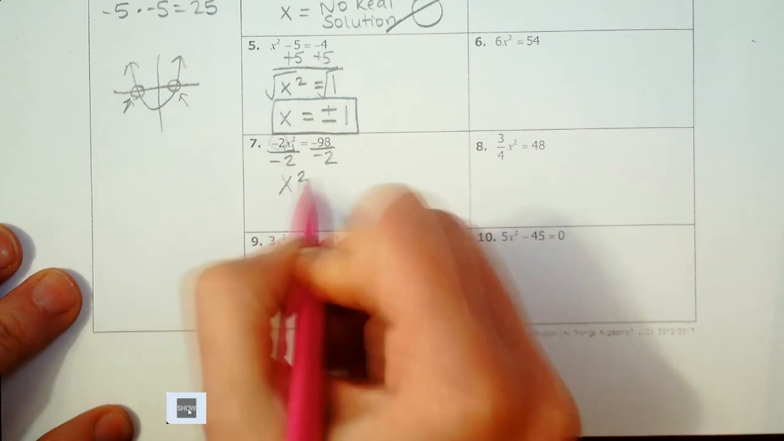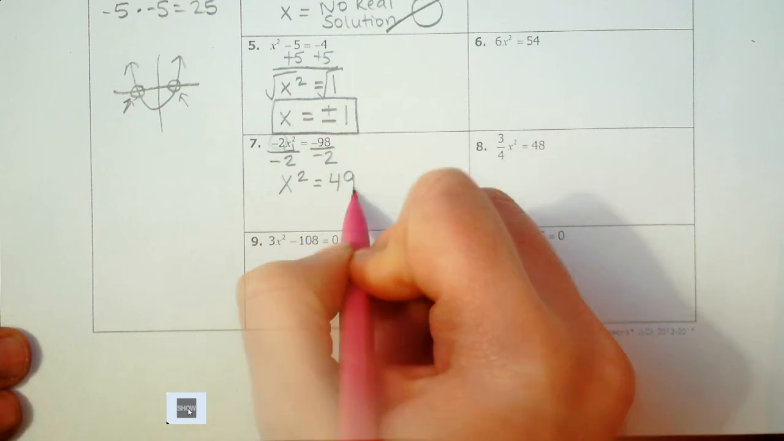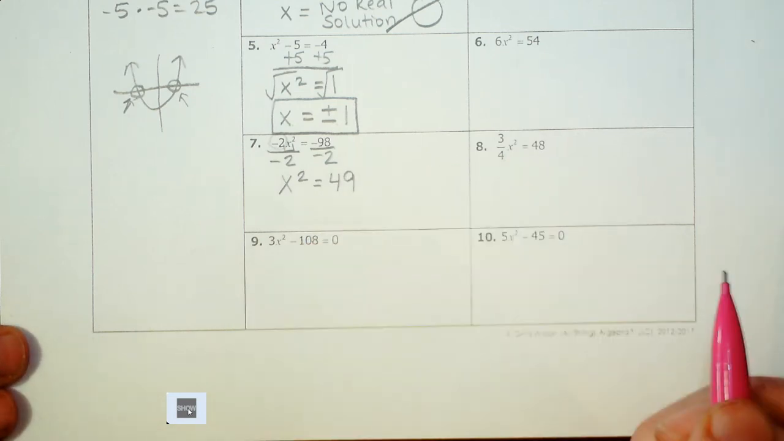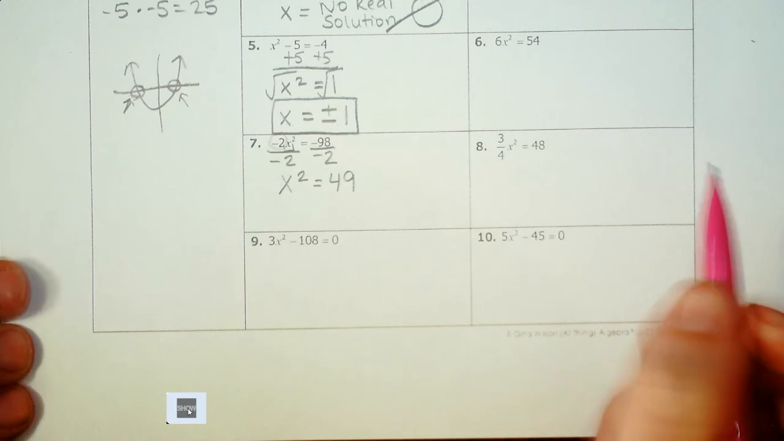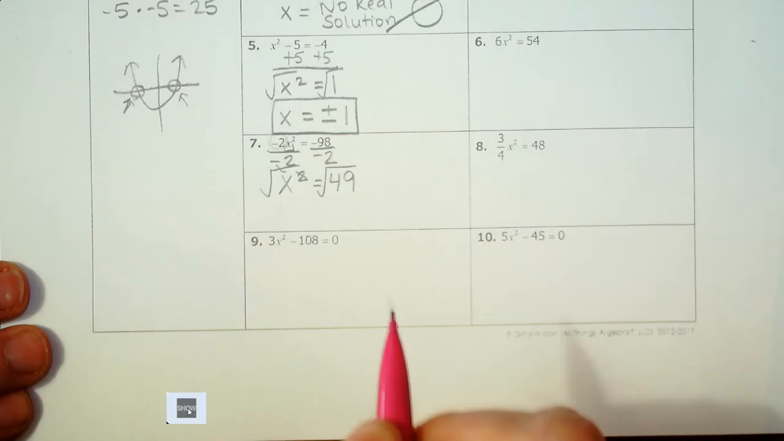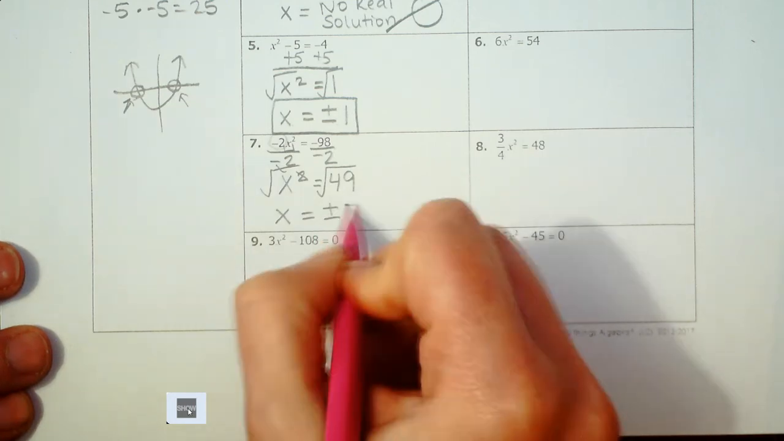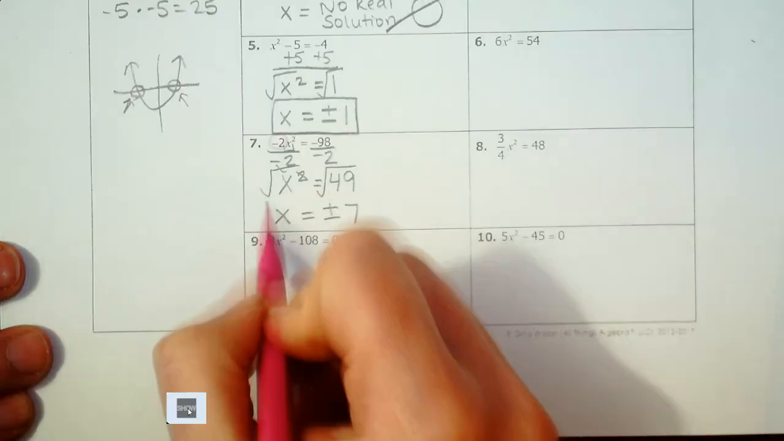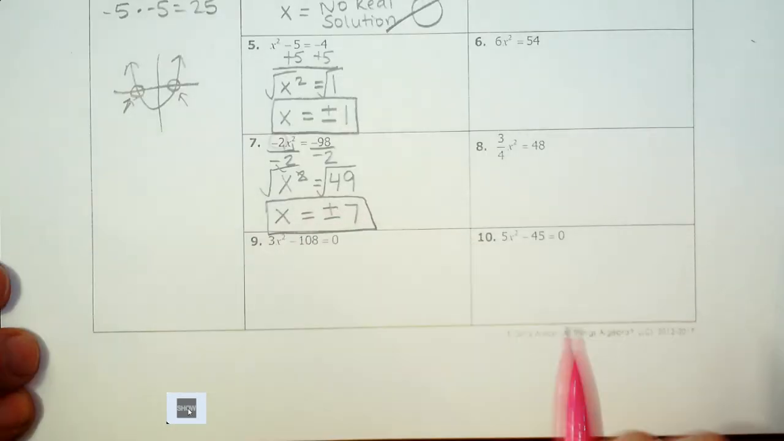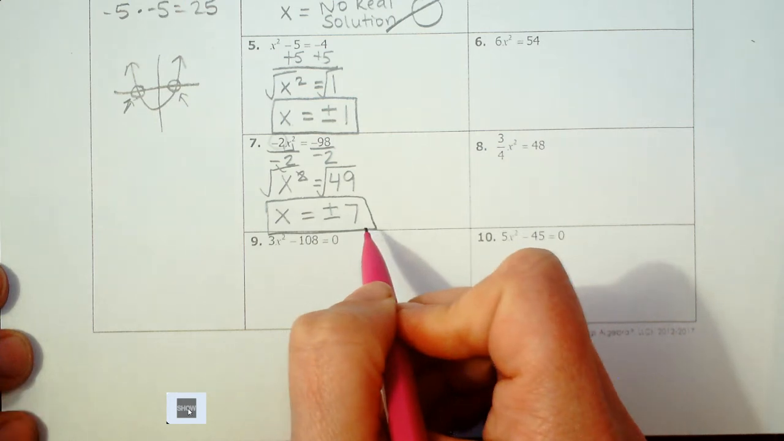That gives us x squared equals 49. -98 divided by -2 is positive 49. Square root, a square root and a square cancel. X equals positive and -7. There's your answer. Those would be the points where it crosses your x-axis.